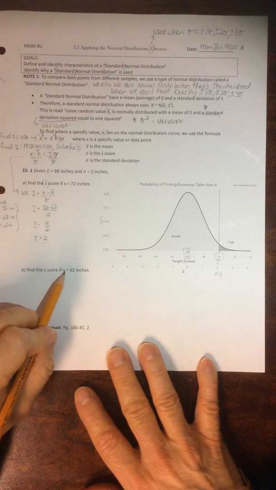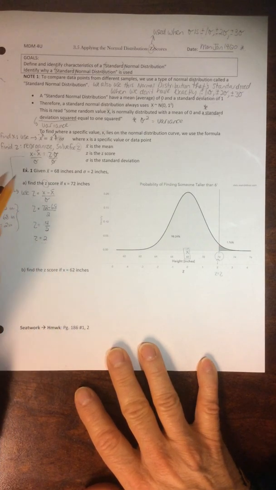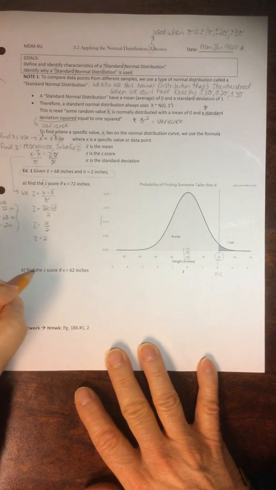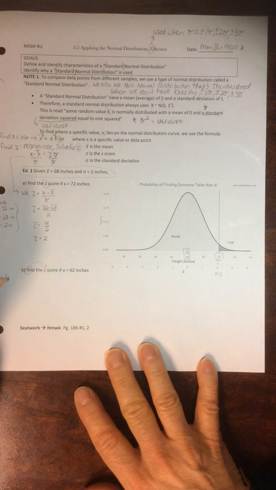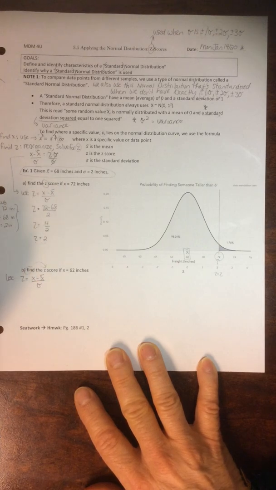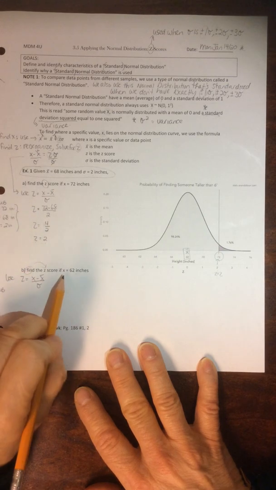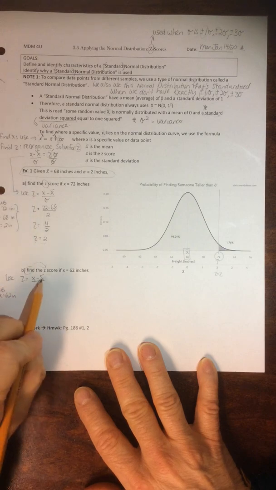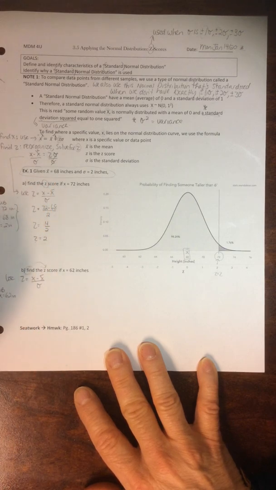So find the z-score if x is 62. We already know that the values in the example introduction apply to question B. So if we want to find the z-score, we're going to use z is equal to x minus the mean over the standard deviation, by subbing in the data point of 62 inches, the mean of 68, and the standard deviation of 2 inches.